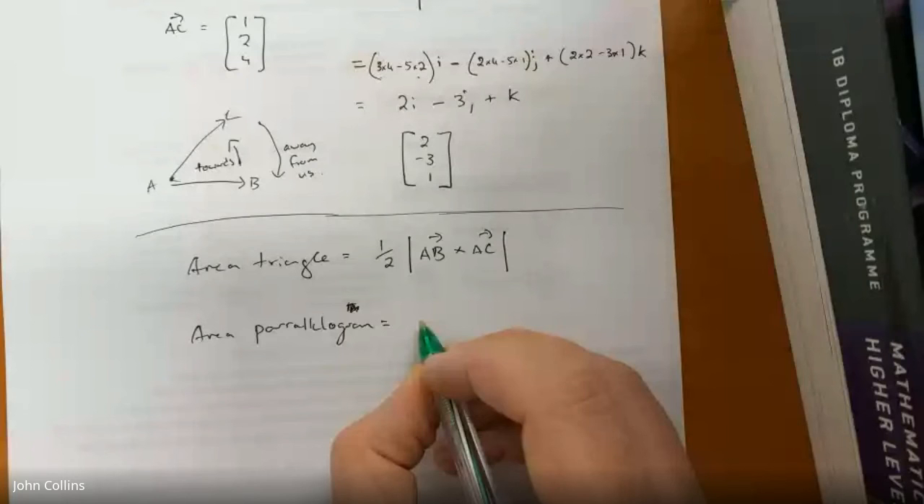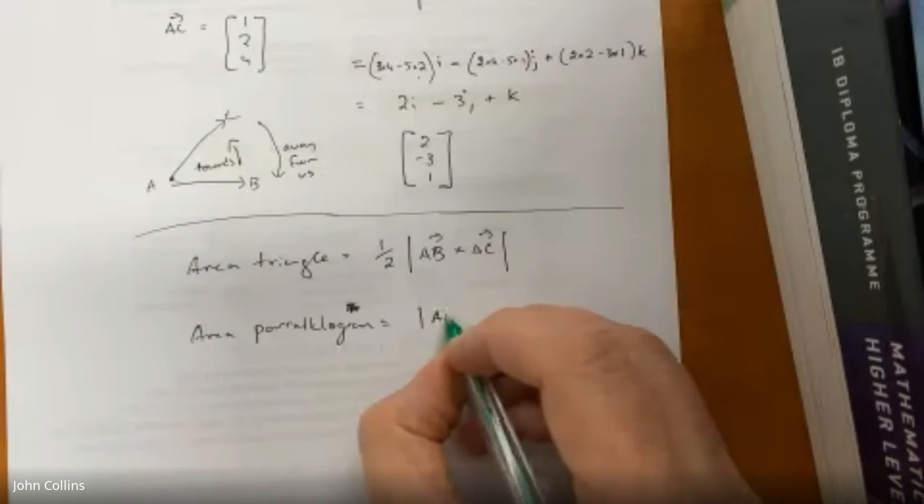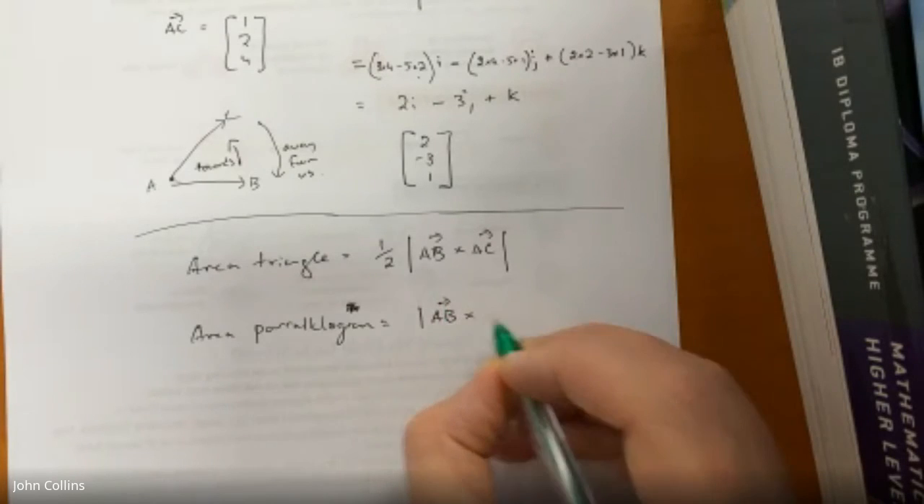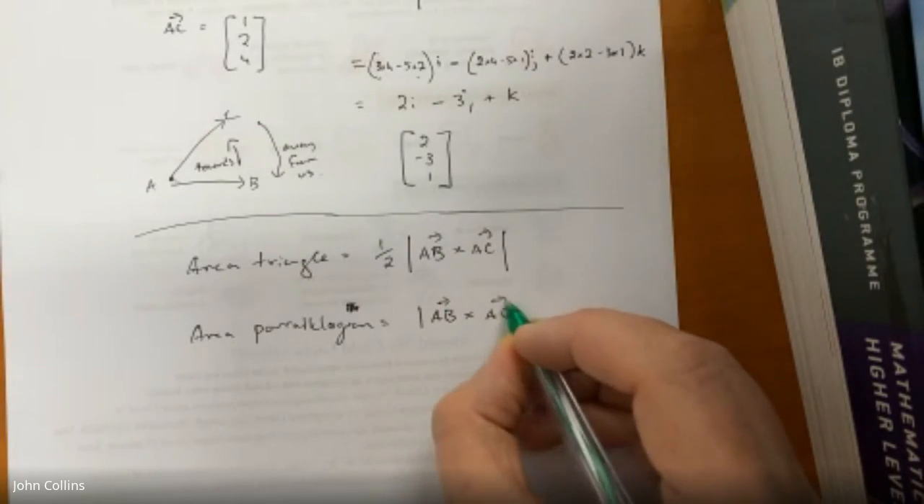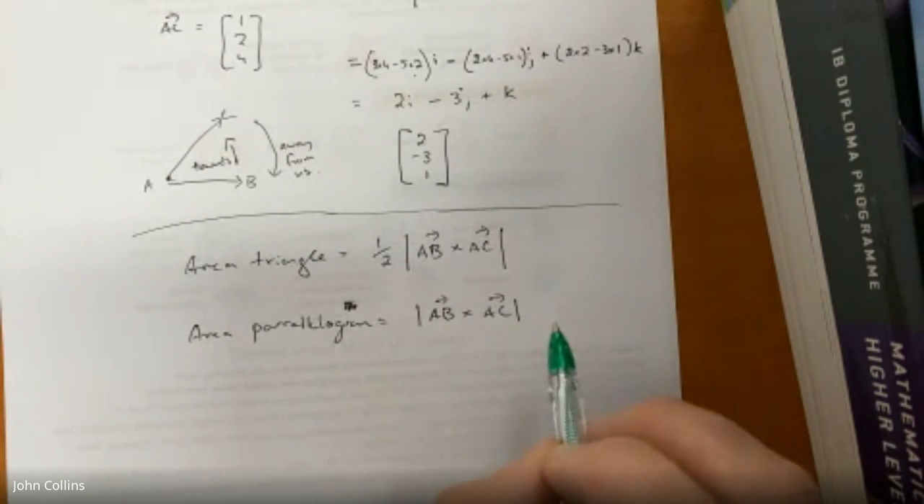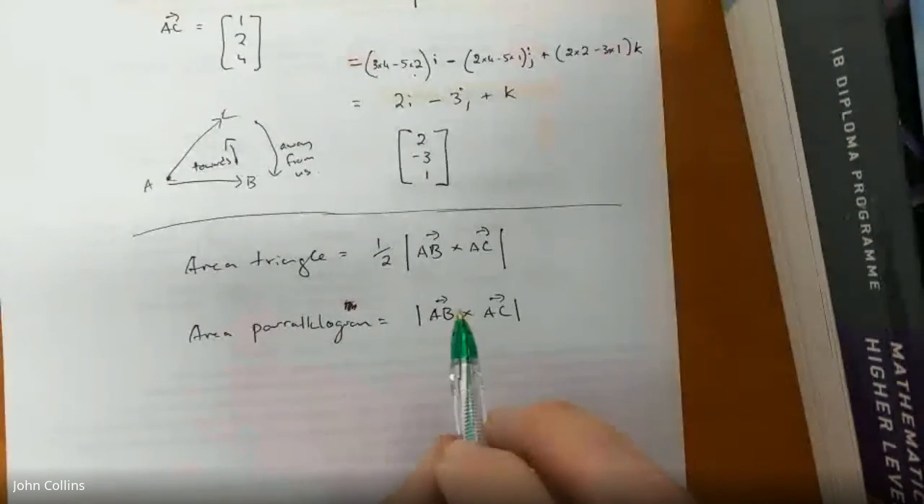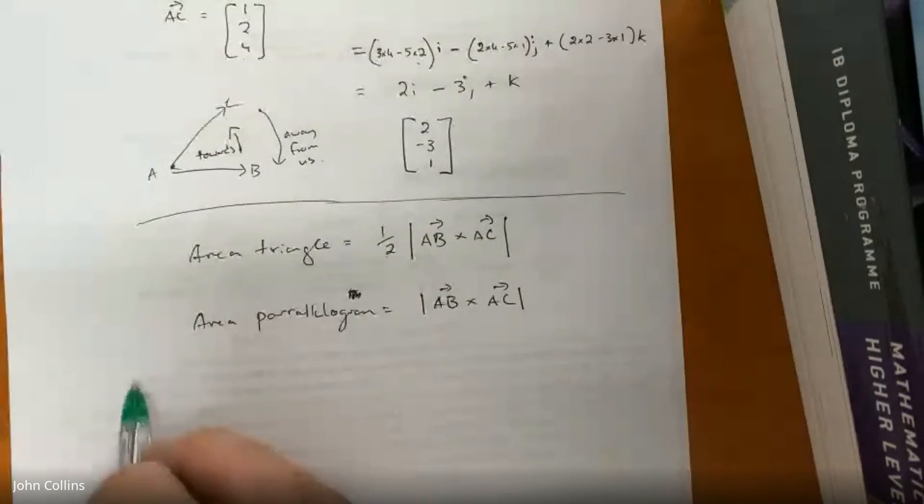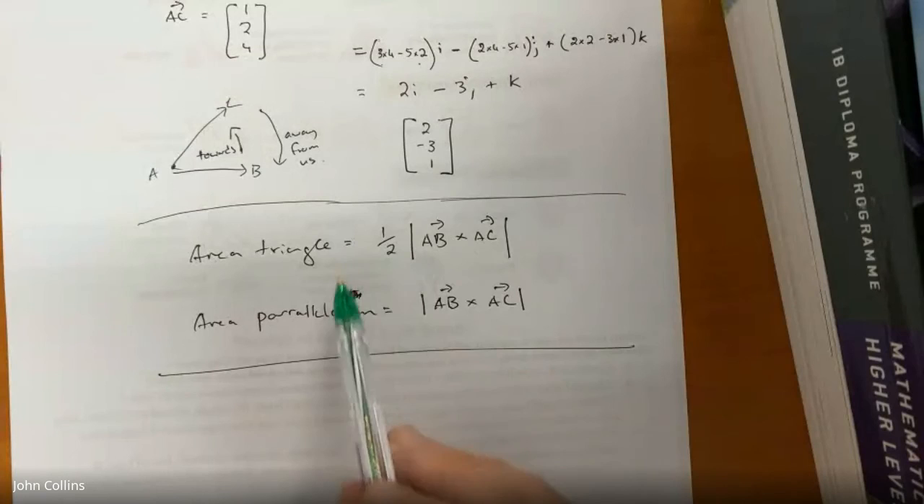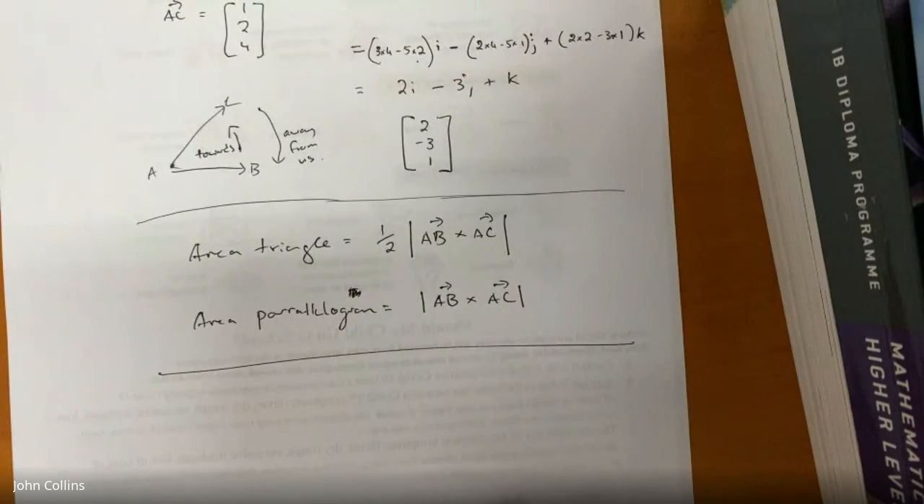The parallelogram would then just be the magnitude of the cross product of AB and AC, and not half of it, which should make sense if you know the relationship between a parallelogram and a triangle anyway. Okay. Perhaps I can find a video that would visualize this better.